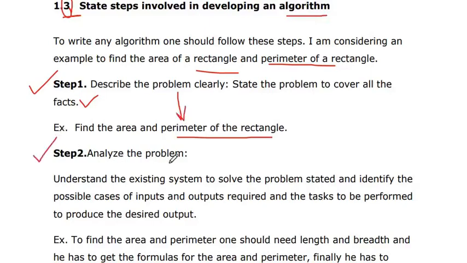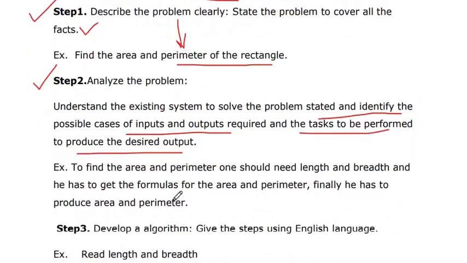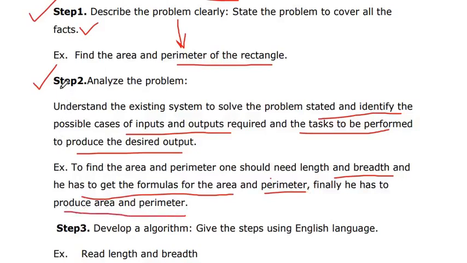Step 2. Analyze the problem. We have to understand the existing system to solve the problem stated and identify the possible cases of inputs and outputs required and tasks to be performed to produce the desired output. Now let us see an example. To find the area and perimeter of a rectangle, one needs the length and breadth of the rectangle, and has to get the formulas for the area and perimeter. Finally, he has to produce the area and perimeter of the rectangle. In this way, we have to analyze the problem.